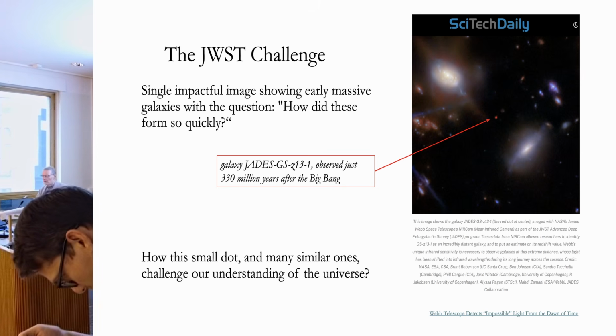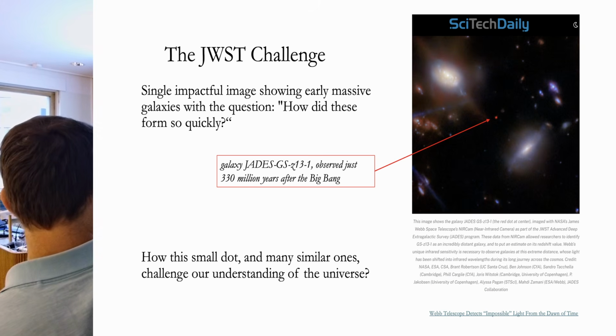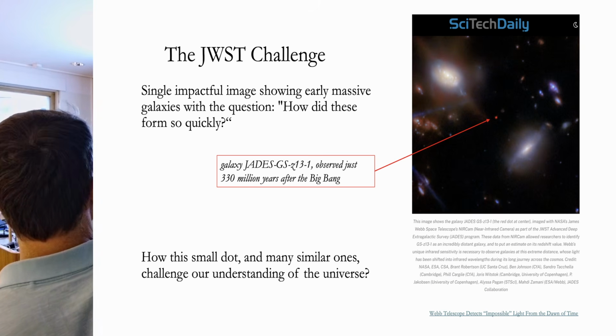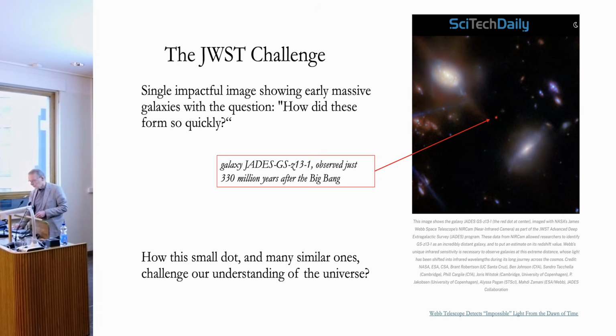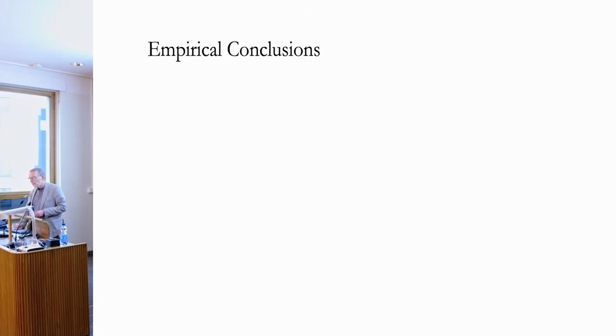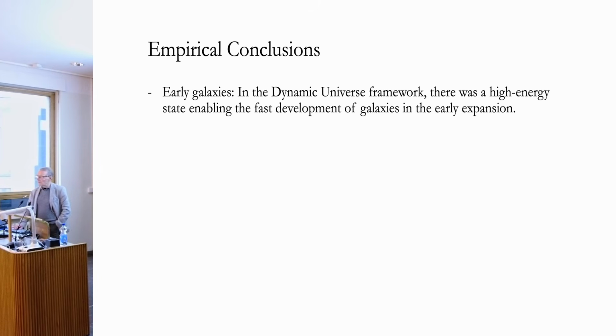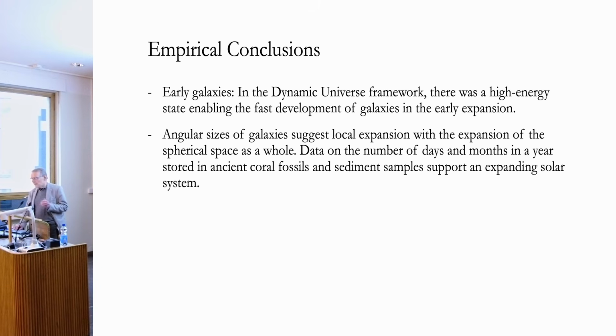So, how is rolling out and many similar ones challenge our understanding of the universe? Some empirical conclusions, early galaxies. So this apparent universe framework, there was high energy state enabling very fast development of galaxies in the early expanse. So that's a big difference with the present field. Angular sizes of galaxies suggest local expansion with the expansion of spherical space as the whole.